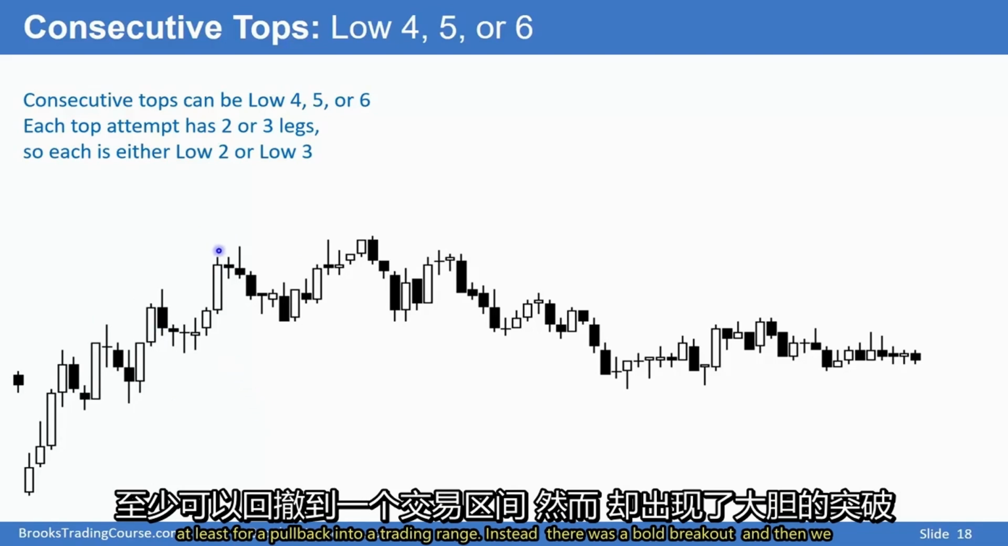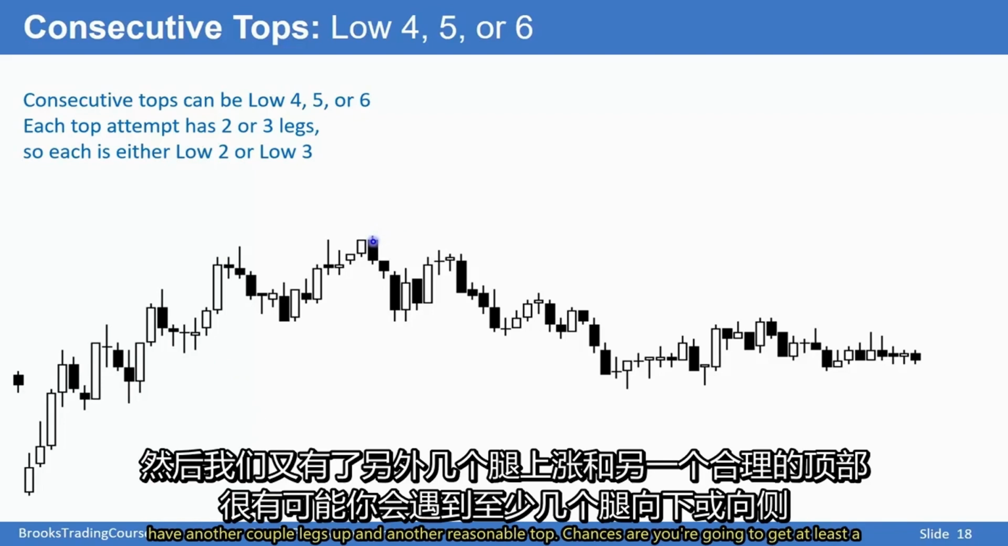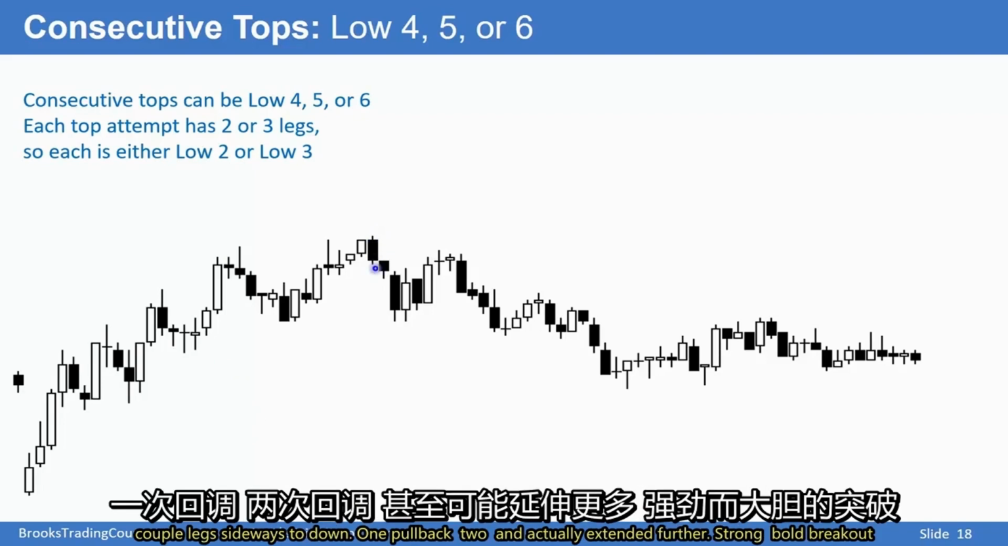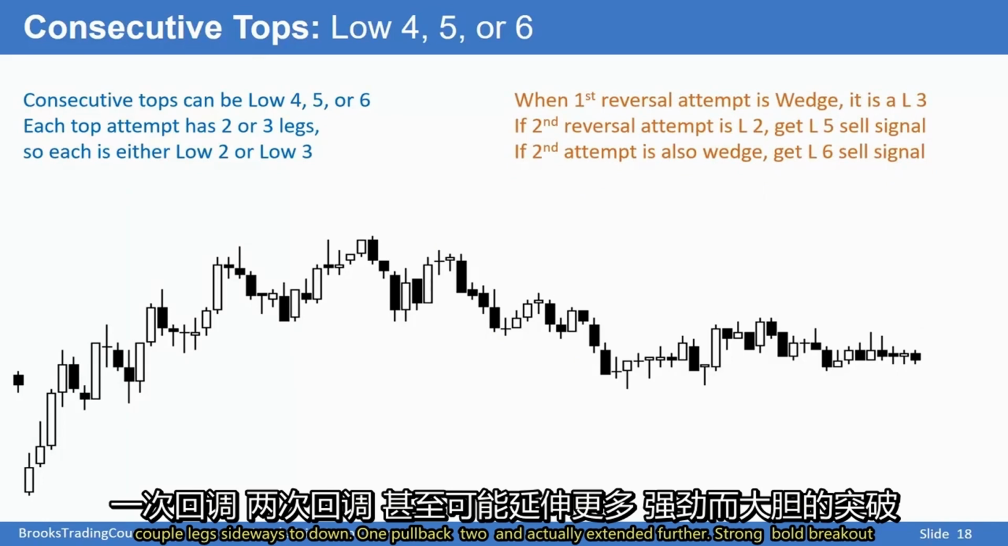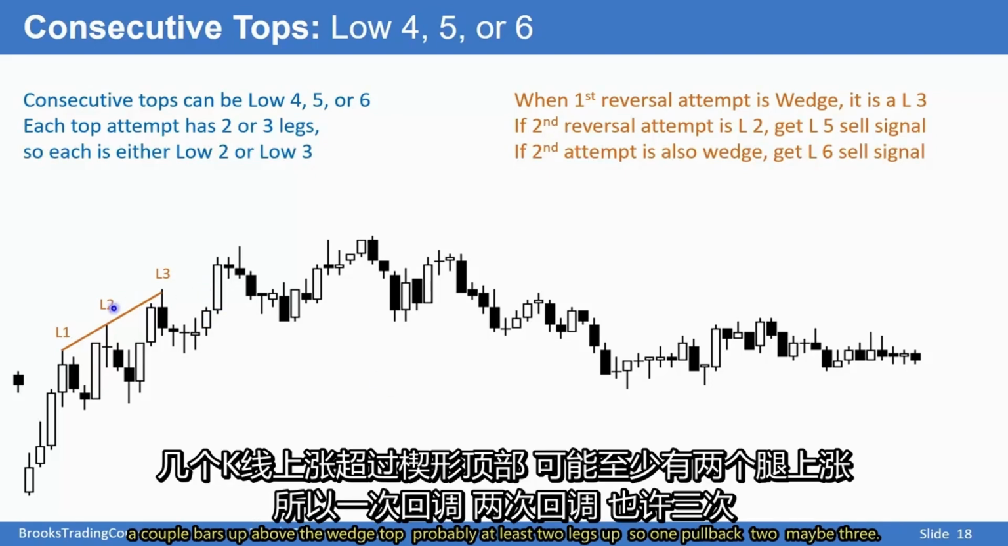Instead, there was a bull breakout. And then we have another couple legs up and another reasonable top. Chances are you're going to get at least a couple legs sideways to down. 1, pullback, 2, and actually extended further. Strong bull breakout, a couple bars up above the wedge top, probably at least 2 legs up. So 1, pullback, 2, maybe 3.